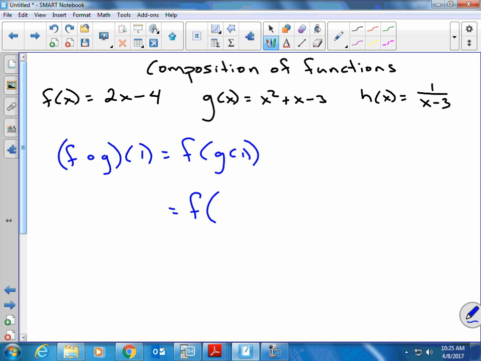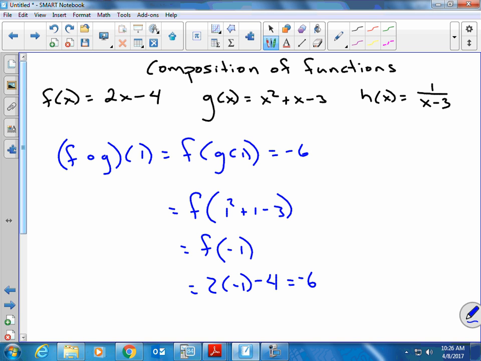G of 1 is equal to 1 squared plus 1 minus 3, which is equal to 1 plus 1 is 2, minus 3 is a negative 1. Putting in 1 for g, I get a negative 1. Now evaluate f of a negative 1. So it becomes 2 times a negative 1 minus 4, which equals a negative 6. The answer to this is a negative 6. Okay? F of g of 1 is how you'd read that. All right, your turn.